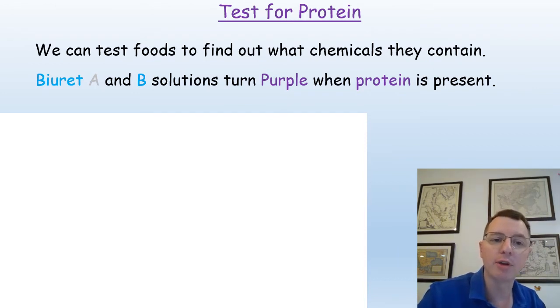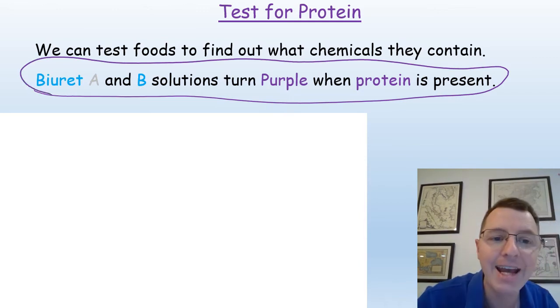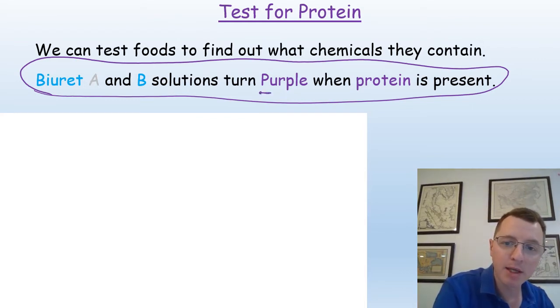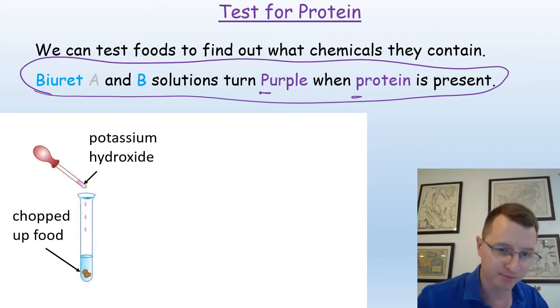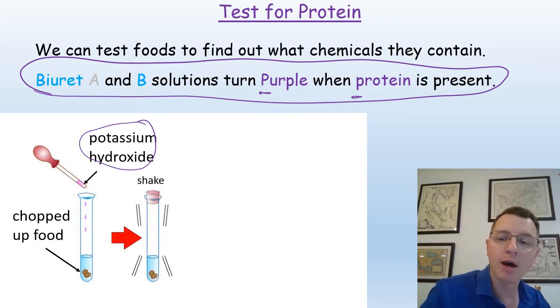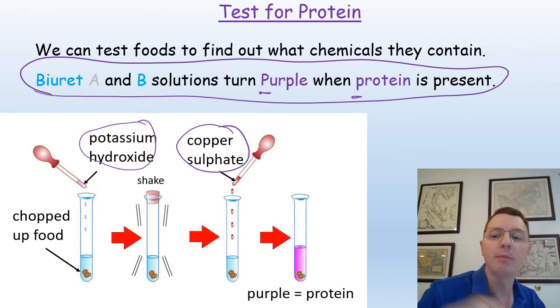How do we test for proteins? Well, first of all, what's our sentence? We need to add a chemical called biuret A and B. That's 2 chemicals, and they will turn purple when protein is present. One of the ways we can remember that is a P and a P. Purple when protein is present. So firstly, you add biuret A, and biuret A is potassium hydroxide. And then you shake it and then add copper sulfate, which is biuret B. And if we get that purple colour, that means that proteins are present.